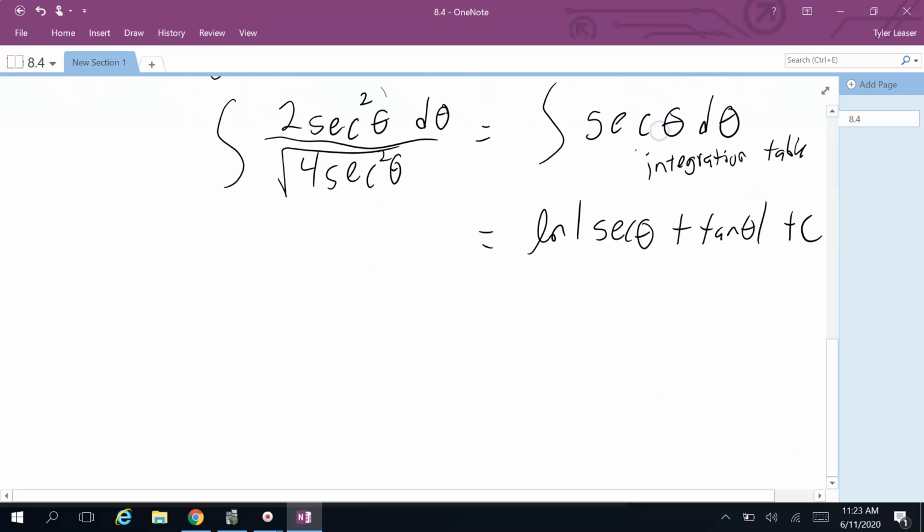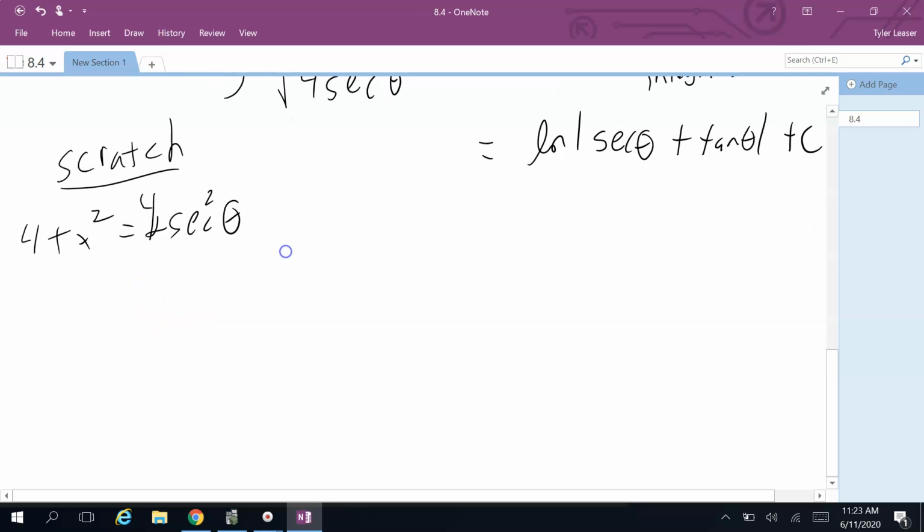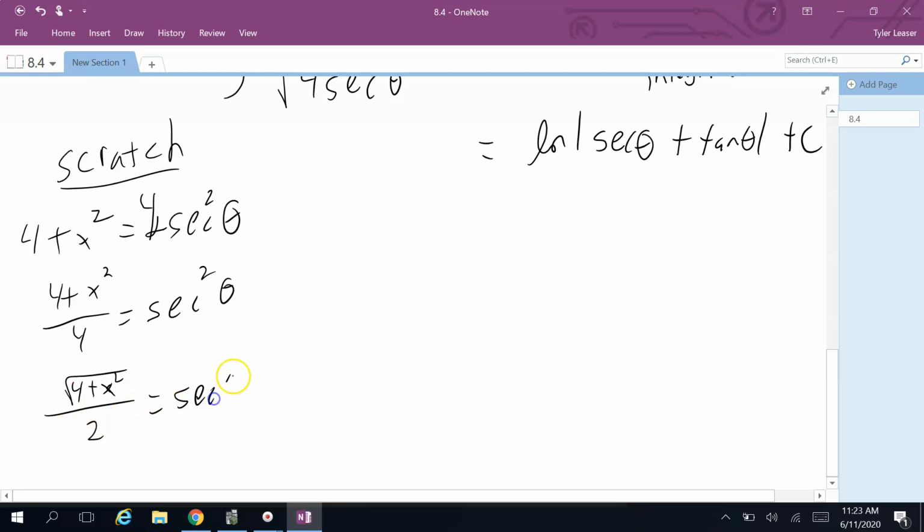So let me come down here. This is kind of over in scratch paper. What I had up top there was 4 plus x squared was equal to 4 secant squared. Sorry about that. So we're going to divide the 4 over, and then we're going to take the square root. When we take the square root of this fraction, we're going to take the square root of the top and the square root of the bottom separately. So we get the square root of 4 plus x squared all over 2 is equal to secant. So that I can just plug right into my antiderivative. The natural log of secant, which is now the square root of 4 plus x squared all over 2.